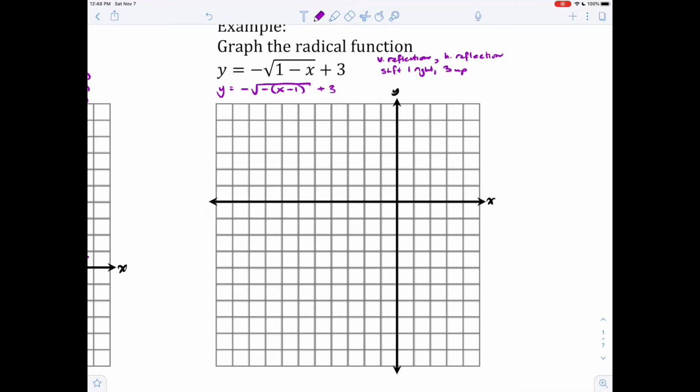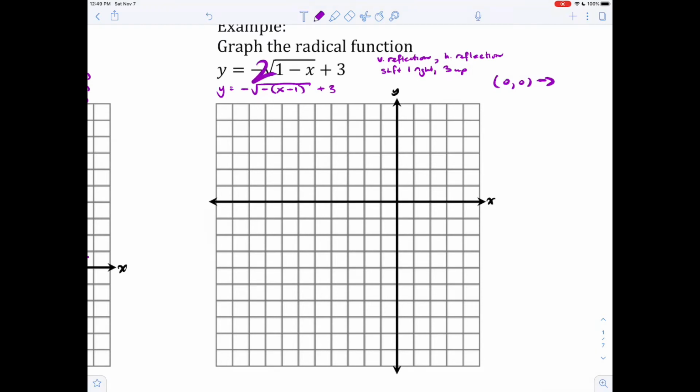Normally, we're always saying do your stretches, compressions, reflections first, and then do your shifts. And technically that's still true. But if you're wondering where points go, note that as we map the point 0, 0, it doesn't get affected by any stretches or compressions, and it doesn't get affected by any reflections. This is because when you multiply 0 by anything, you still get 0.